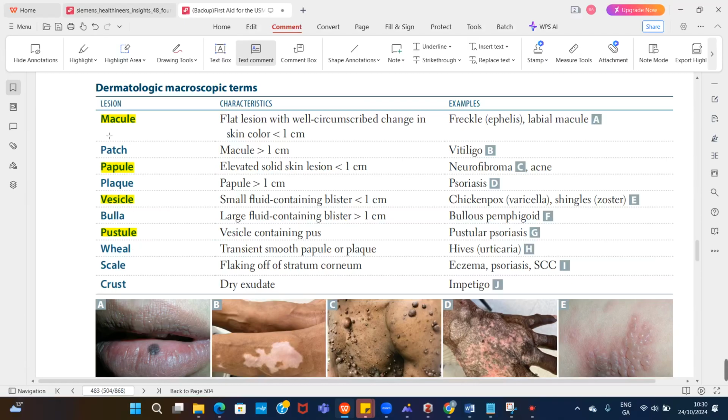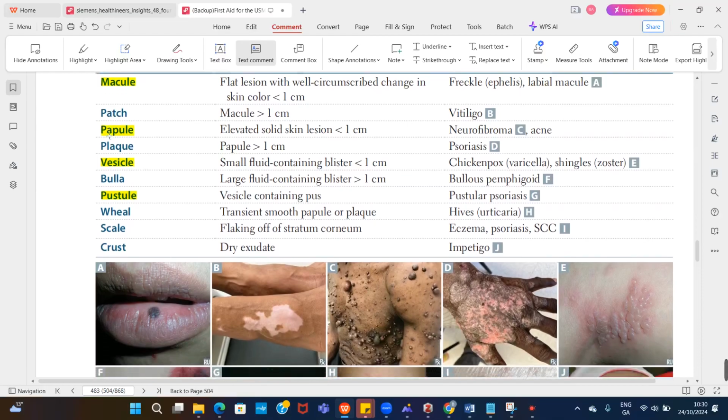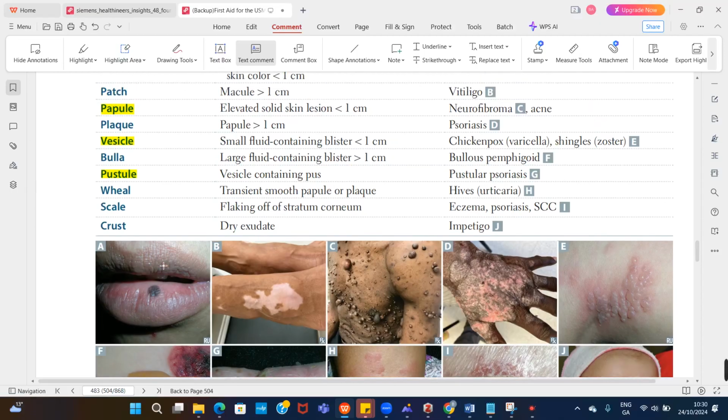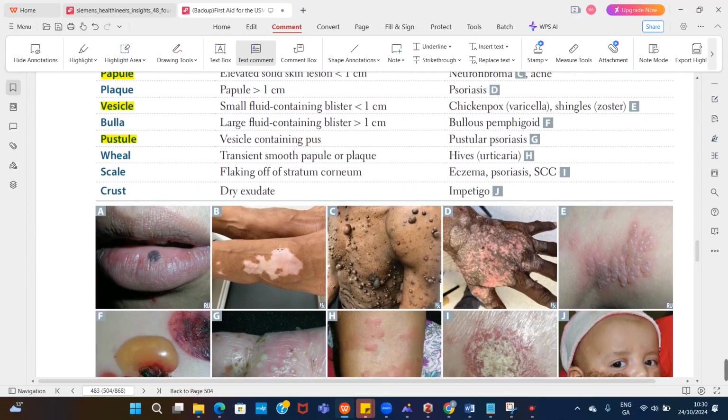The macule is the first one. A lesion is said to be a macule when it is a flat lesion that is less than 1 cm. For example, image A is a flat lesion, and you can see that it's very small, less than 1 cm. That is a macule. Now, what happens when this lesion is flat, but is more than 1 cm? You call it another thing entirely. You call it a patch. We can see image B, a patch. It is flat, but it is more than 1 cm. That is a patch.